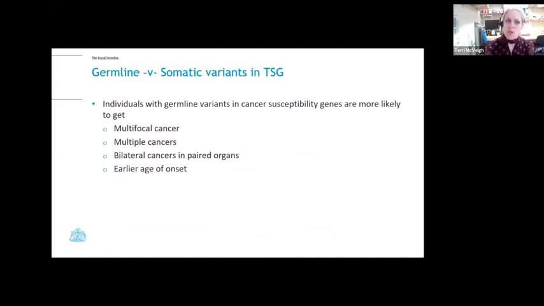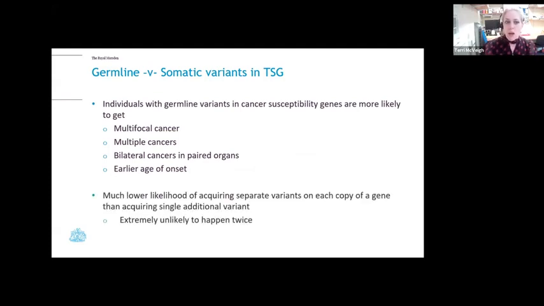Individuals that have an underlying constitutional variant in a cancer susceptibility gene are much more likely to get multifocal cancers, multiple cancers, bilateral cancers, etc., because the likelihood of you acquiring only one additional variant in the normal copy of your gene is a lot more likely than if you're somebody that only has normal copies of the gene and has to acquire 2 separate somatic hits on the 2 copies of the gene. So that's why they're much more likely to get these things in multiple circumstances and at a much earlier age of onset.